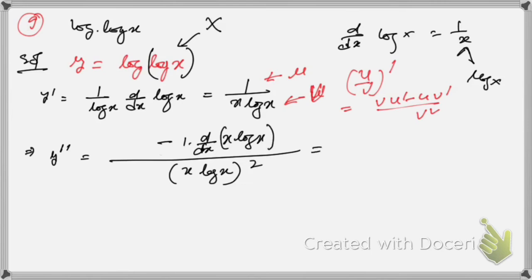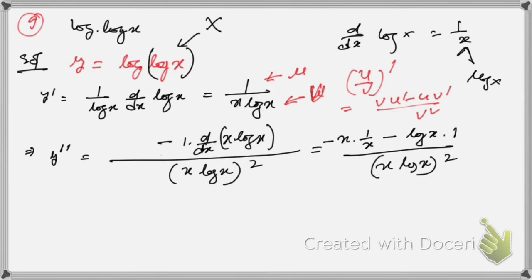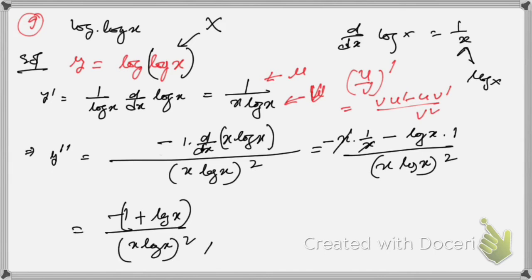Okay. So if you differentiate the x log x using the product rule, then you will get this: x into 1 by x, then plus log x into 1, that is log x. So x log x whole square. So x gone here. So our result is minus 1 plus log of x. If you take minus common, you will get 1 plus log x inside the bracket, and here x log x whole square. This is our answer.